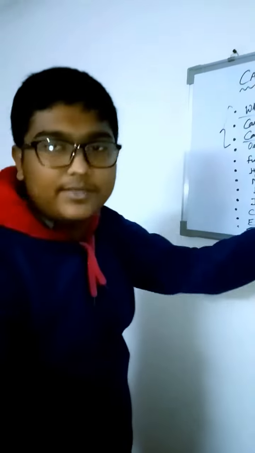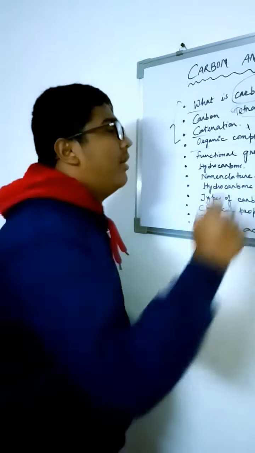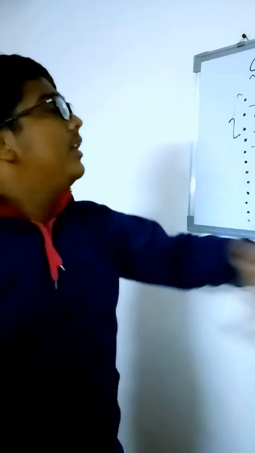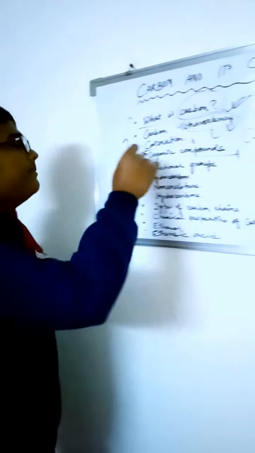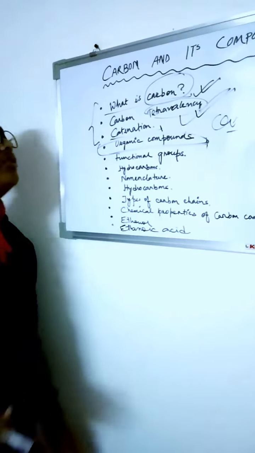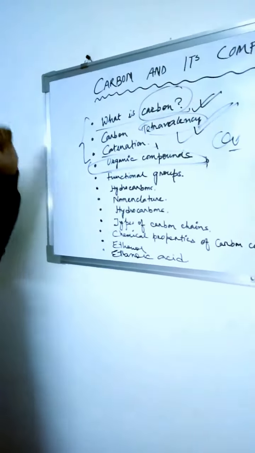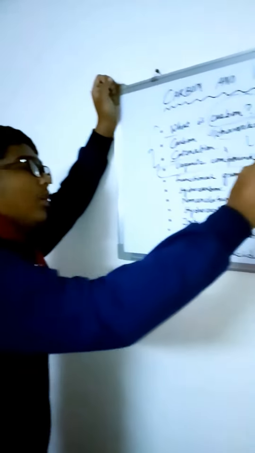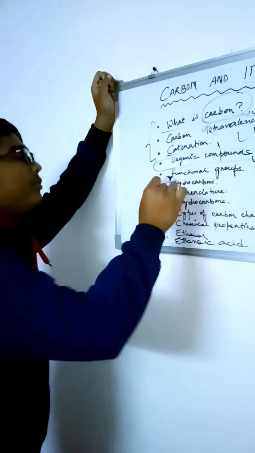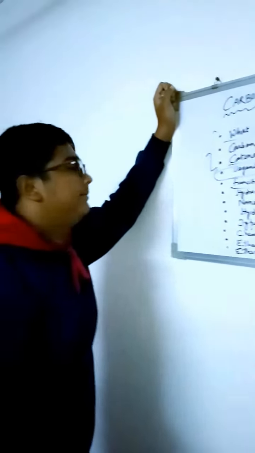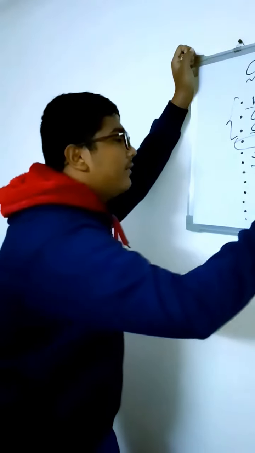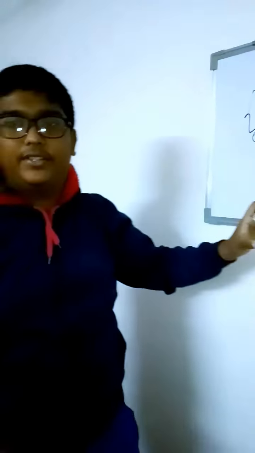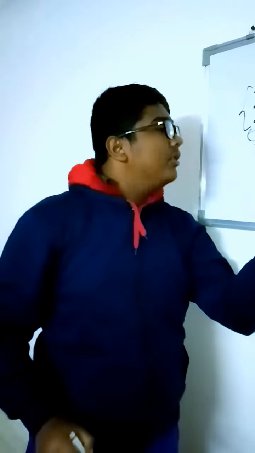After knowing all these things, we will come to organic compounds. Now what are organic compounds? I will carry that out in our next videos, but simply we are to know that organic compounds will be one such thing that we will cover under this chapter. When we know about organic compounds, we will come to know about functional groups.